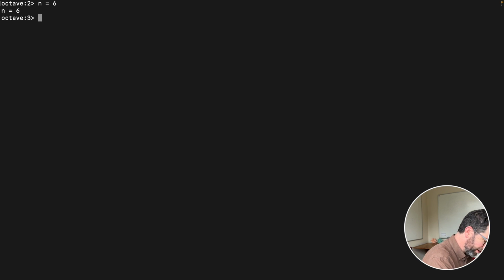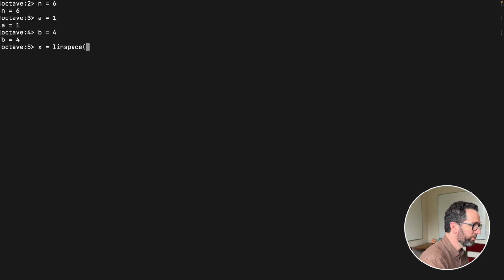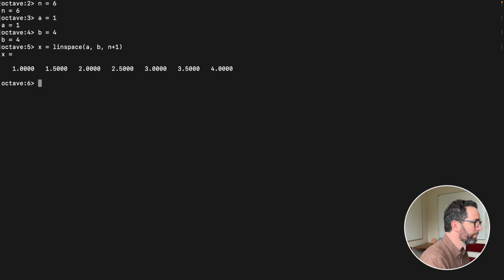Right, so we're going to start at, we'll say a equals 1 and b equals 4. Those are our endpoints. And we're going to need some x values, so we'll just use a command called linspace, which produces linearly spaced elements, starts at a, ends at b, and we want 7 of them actually, because 6 intervals means there are actually 7 points. It's going to be n plus 1. There they go.